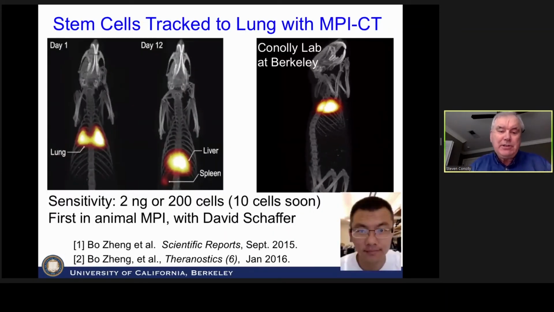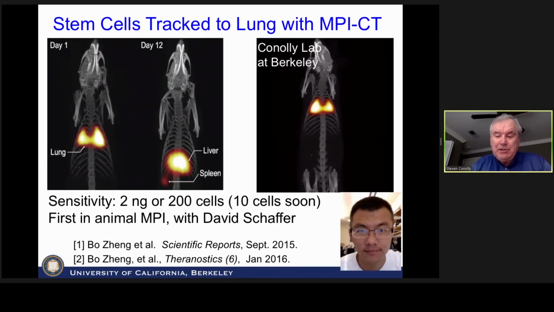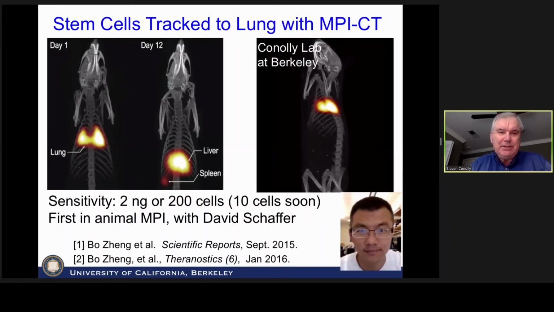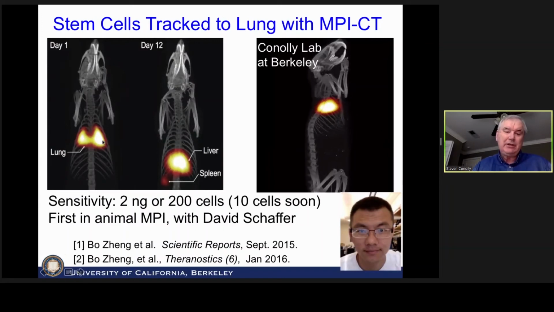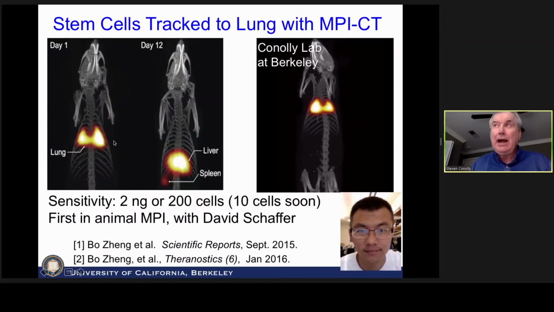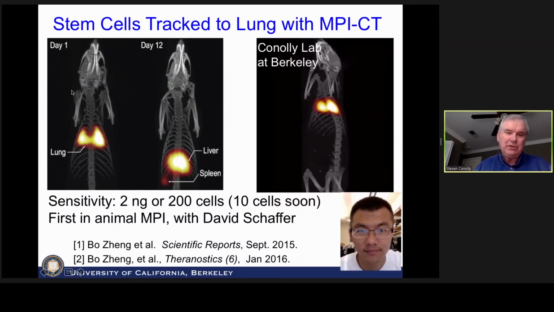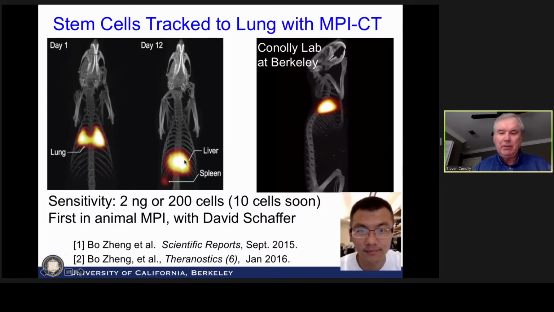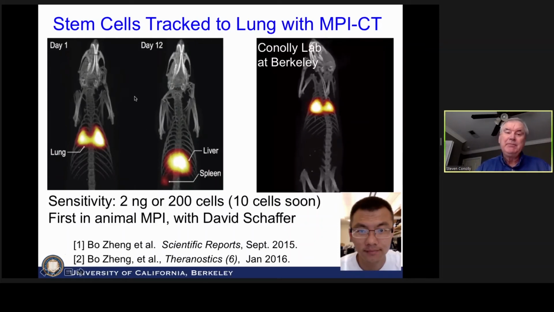The first study on magnetic particle imaging and molecular imaging, we published a few years ago with Dave Schaffer, a prominent stem cell biologist at UC Berkeley. You can see we did a tail vein injection of pre-labeled cells, about 1 million, and you can see them trap in the 6 micron capillaries of the lungs. Not too shocking on day 1. By day 12, they were moved by the RES system to the liver and spleen.